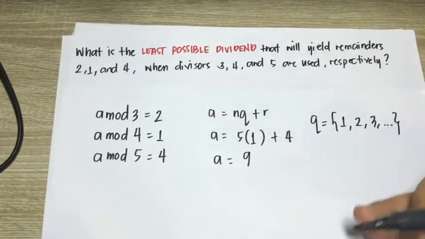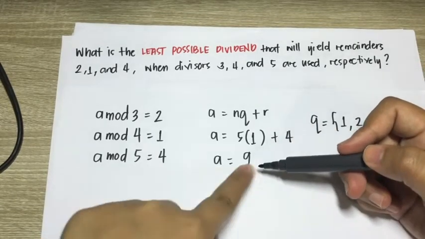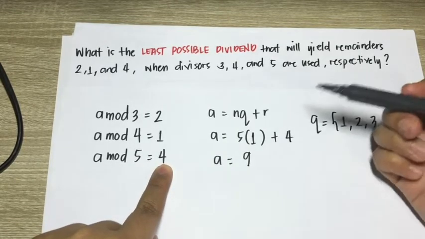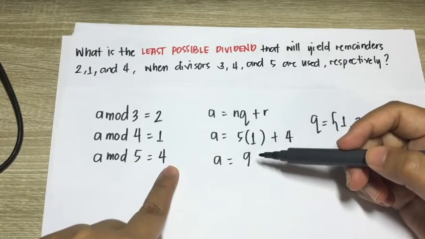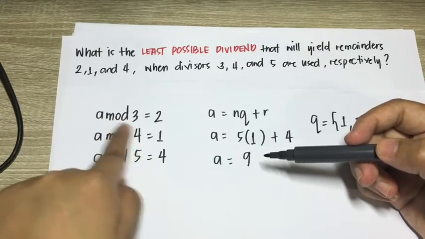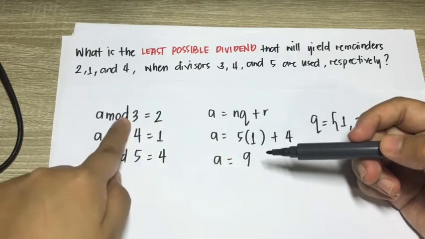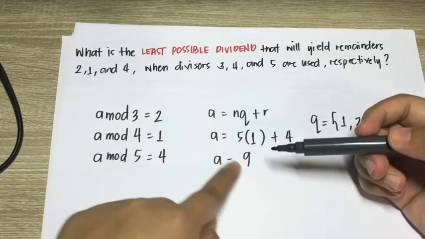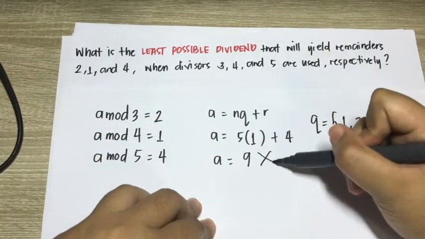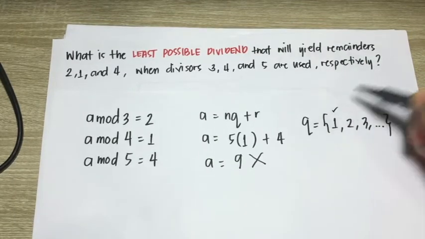Let's try to reverse engineer in that form. If 9 is the least possible dividend, 9 modulo 5 is equivalent to 4. Indeed, if you divide 9 by 5, you will have a remainder of 4. But let's try to use 9 in this first relationship. Is 9 modulo 3 equivalent to 2? Will 9 divided by 3 yield a remainder of 2? Of course not. So we are going to disregard this dividend. We are already finished with the quotient of 1.